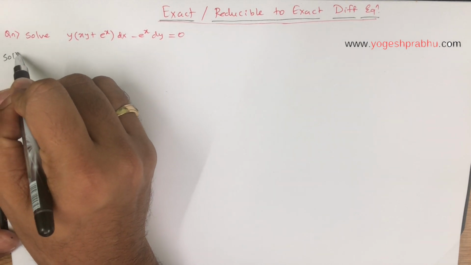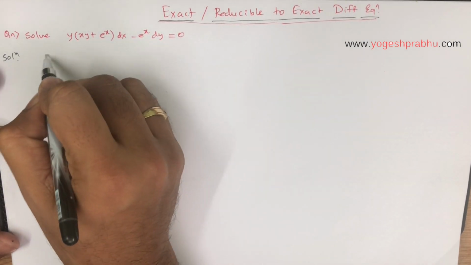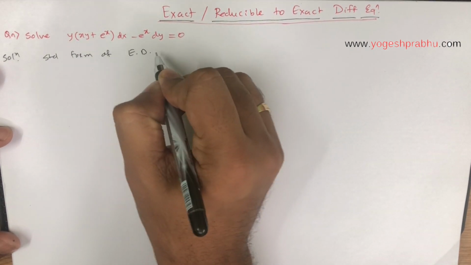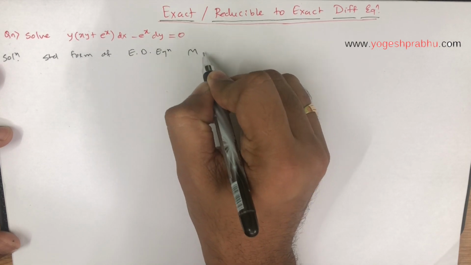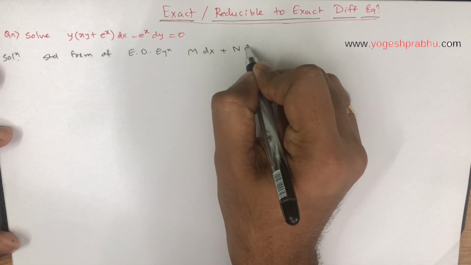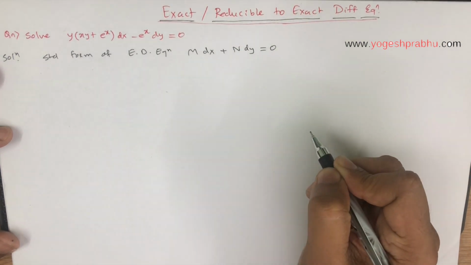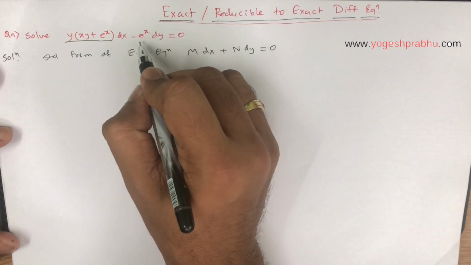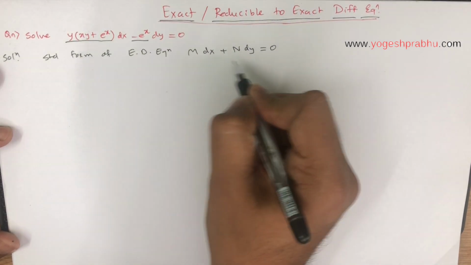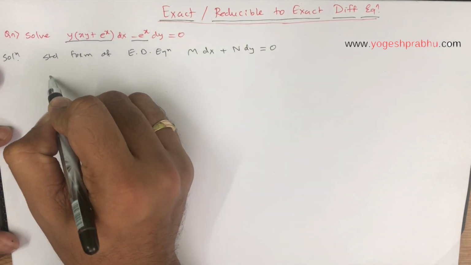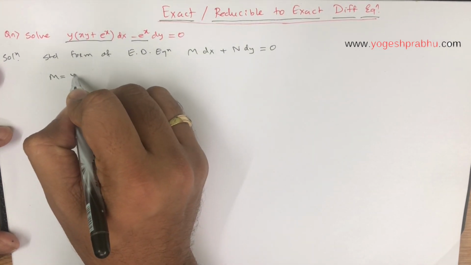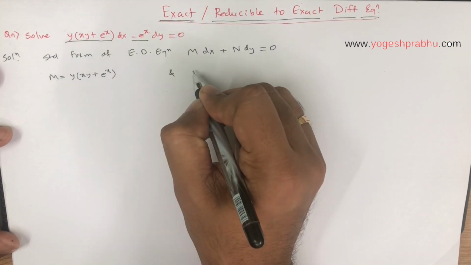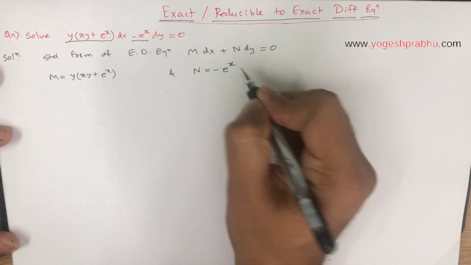The first thing I will begin with is the standard form of an exact differential equation, which is M dx plus N dy is equal to 0. Now we will compare with the standard form. If you see, this part is M and this part is N. So let me write that down. I'm comparing the given equation with the standard form. I got M is equal to y(xy plus e raised to x), that's M, and the value of N is minus e to the x.